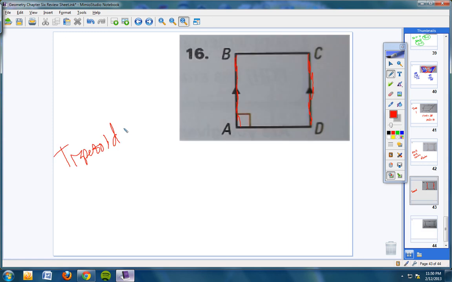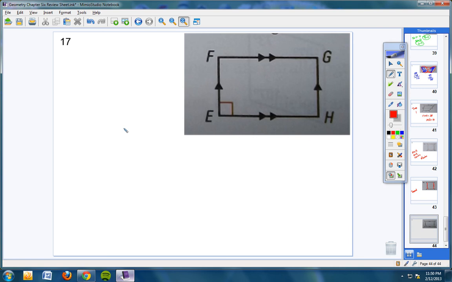All right, moving on to number 17. Did I skip 16? No, I did. Okay, number 17. Are you given enough information in the diagram to conclude that EFG is a rectangle? Well, let's see, guys. First of all, I have a question for you. Is this side parallel to this side? Yes, it is. Is this side parallel to this side? Yes, it is. So we know we have a what? Parallelogram.